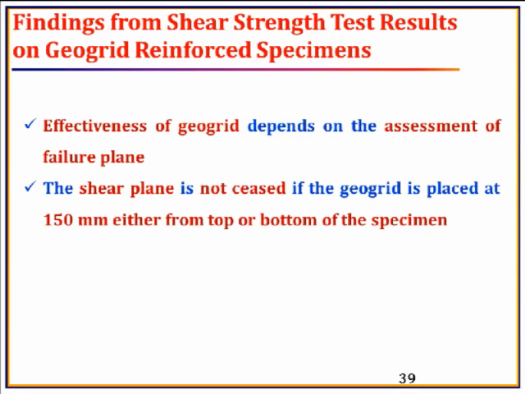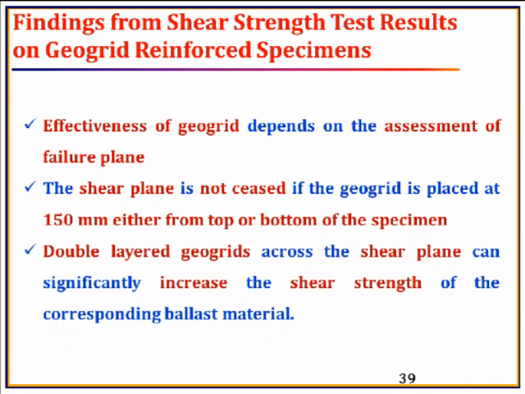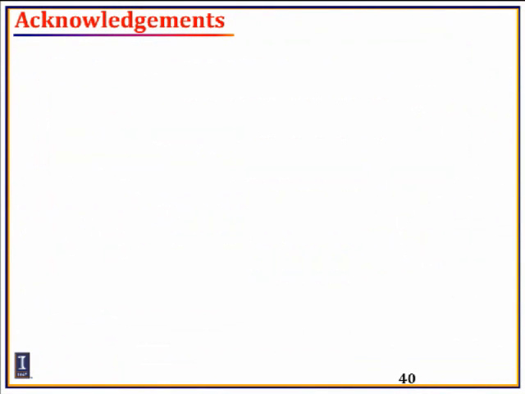That's what I have written here. The shear plane is not seized if the Geogrid is placed at 150 millimeter, either from top or bottom or both. Double layered Geogrids across the shear plane can significantly increase the shear strength of the corresponding ballast material. So that's all I have so far right now.